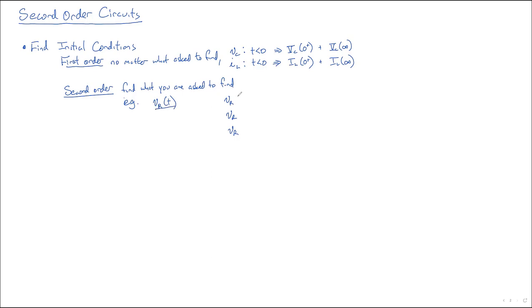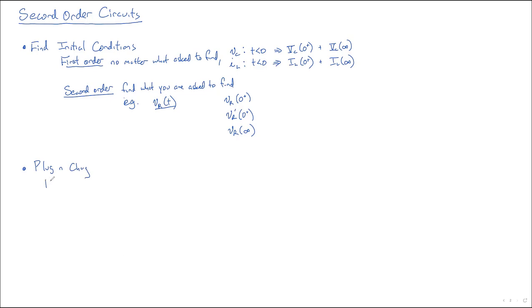Here, you're going to find V sub R, and you're going to find it actually three different flavors of it. You're going to find V sub R at 0 plus. You're going to find the derivative of V sub R at 0 plus. And then you're going to find V sub R at infinity, non-derivative. Once you find those initial conditions, then you're going to use a plug and chug equation. And that's going to be different too.